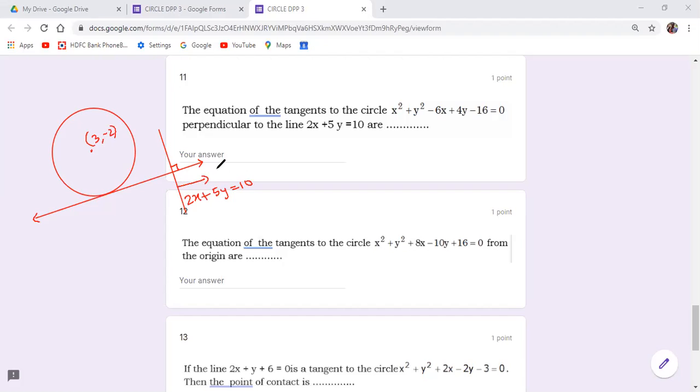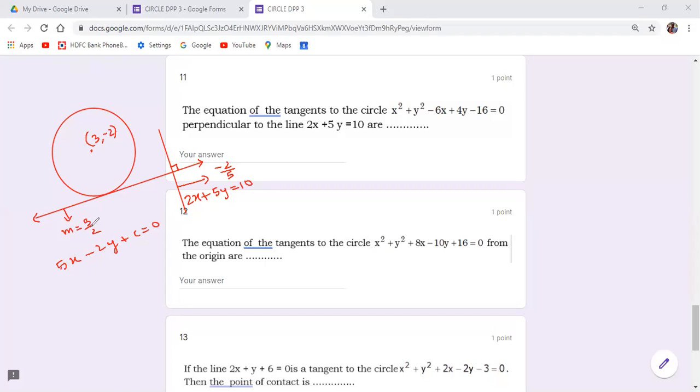So what is the slope of this? Minus 2 by 5. So what is the slope of the perpendicular? 5 by 2. So that means your equation should be 5x minus 2y plus c equal to 0. Do you agree with that? Then only, what is the slope of this line? 5 by 2. Okay, so 5x minus 2y plus c equal to 0. Check what the slope is telling.